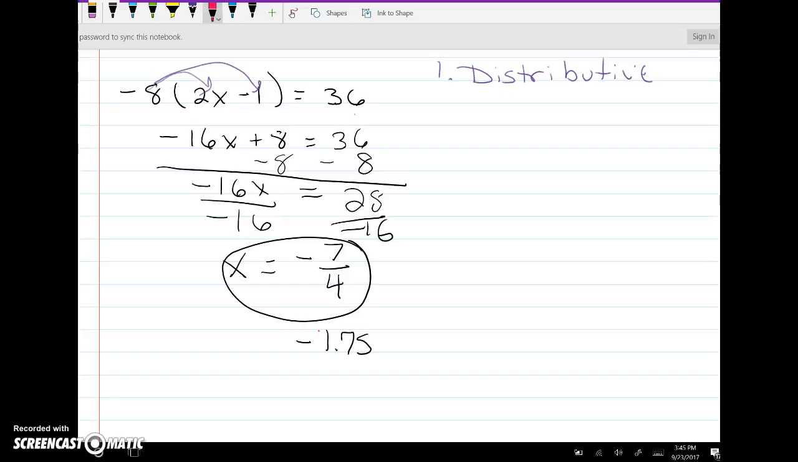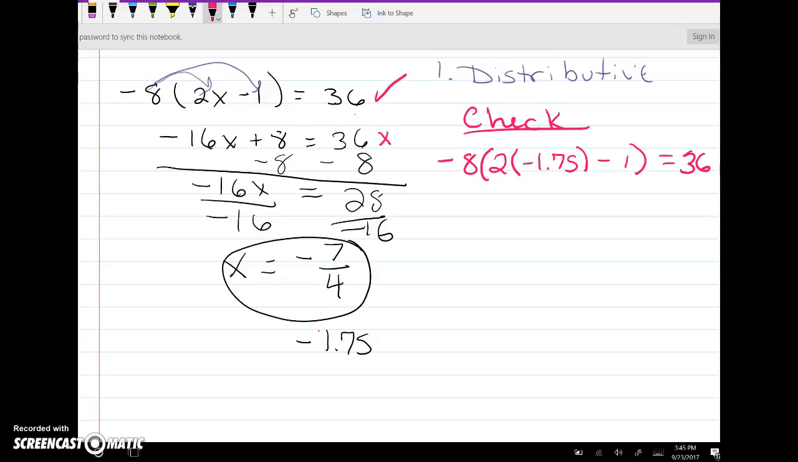Okay, next we have the check. So again, we're going back to the original equation. Negative 8 times 2 times negative 1.75. Going to work with the decimal here. Minus 1 equals 36. Again, I went back to this equation, not this one. So first thing I'm going to do is 2 times negative 1.75 equals negative 3.5. Negative 8 times 3.5 minus 1 equals 36.